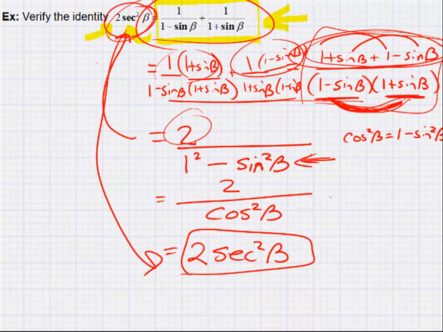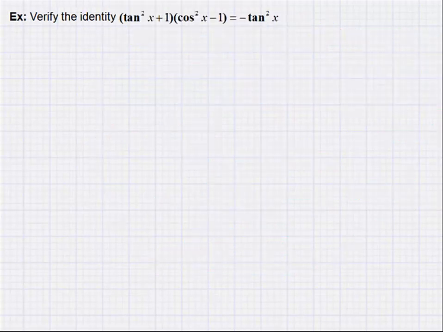Then here, since cosine squared beta is equal to 1 over secant squared beta, I plug that in here, make the secant squared basically come to the numerator, the 2 stayed where it was, and I ended up with this. So that verifies the identity. Alright, here's another one.